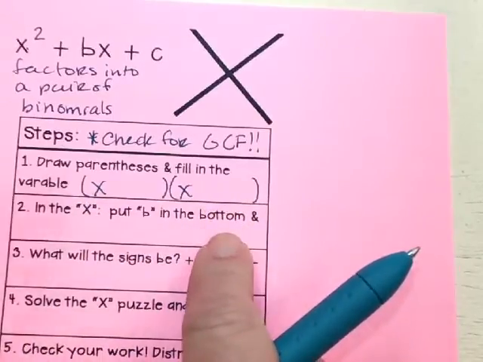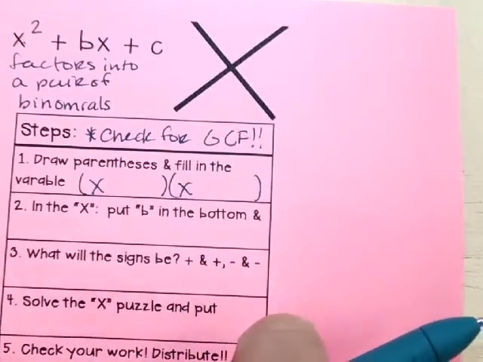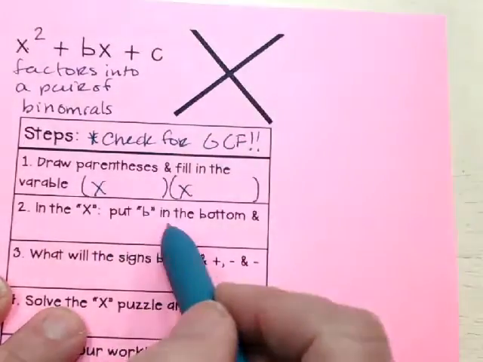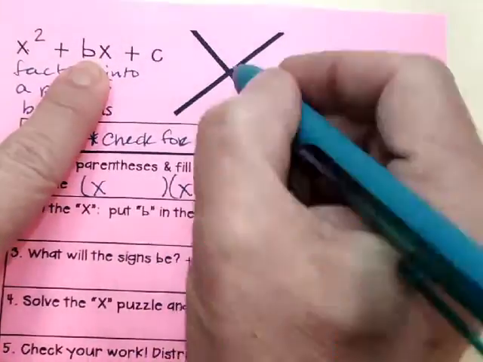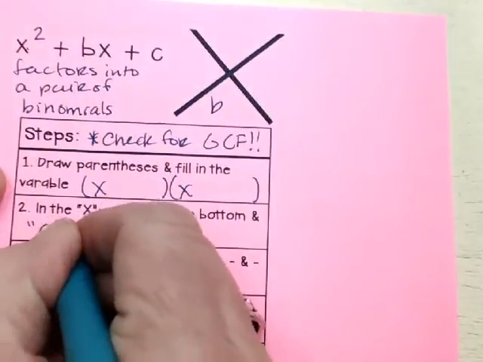So now, I do this little X puzzle. I've seen it called a diamond puzzle, whatever. But it's just a little way to, cut off some of my stuff. Oh well, we'll fix it. So you're going to put, inside this X, the B term in the bottom. And that should have said the C term in the top.